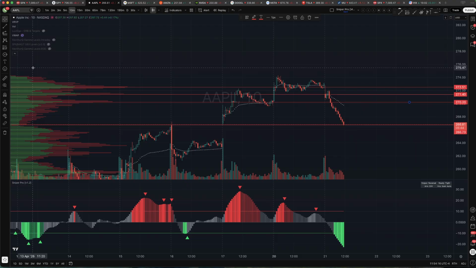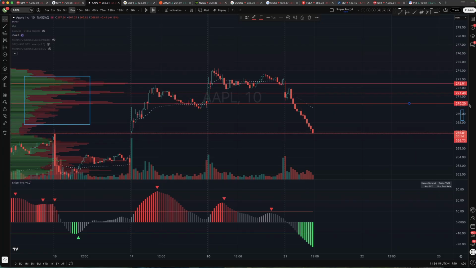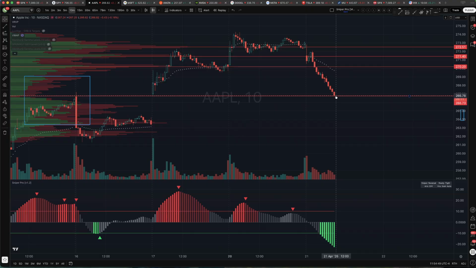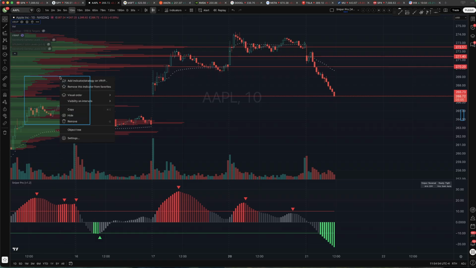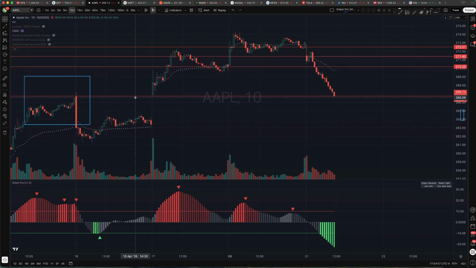If we're counting this whole node here as a VP node with multiple levels of volume profile in there, you can see this is also where we topped out a couple of days before our gap up on Friday. And this is the bottom of that gap up area. So this was the low of Friday before we continued our move up, which we'll talk about in a second. But from a volume profile perspective, we can see that that is a value area low.